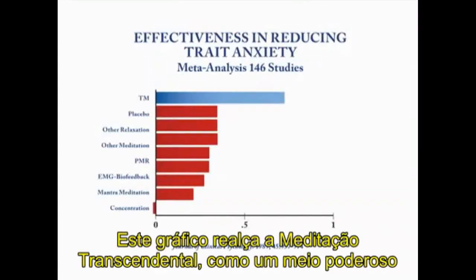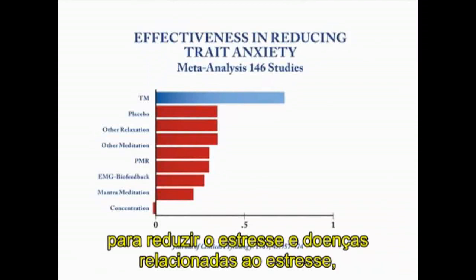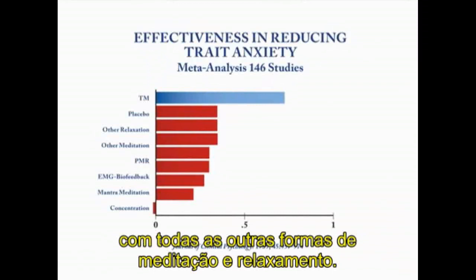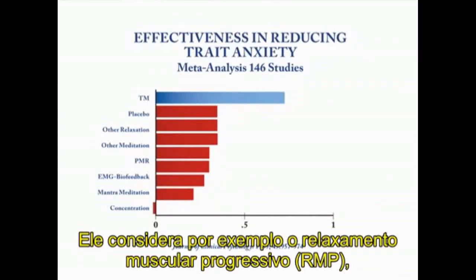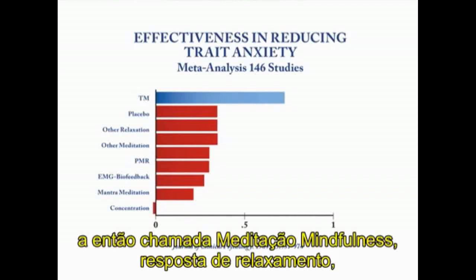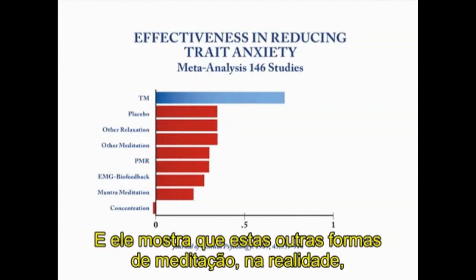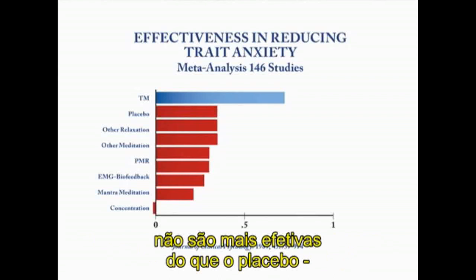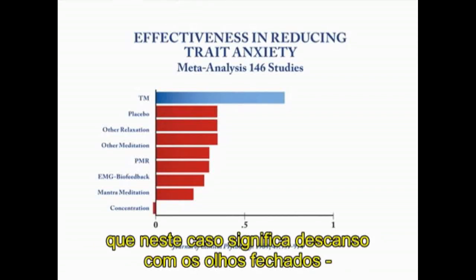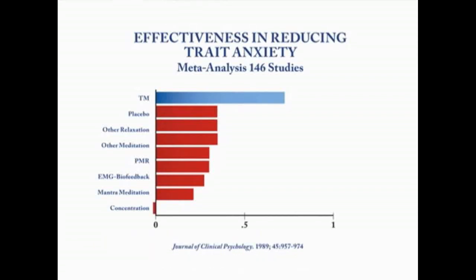This chart contrasts Transcendental Meditation as a powerful means to reduce stress and stress-related disease to every other form of meditation and relaxation. It considers, for example, progressive muscle relaxation, so-called mindfulness meditation, the so-called relaxation response, biofeedback, concentration, etc. And it shows that these other forms of meditation actually are no more effective than placebo, which in this case just means eyes closed rest, at reducing stress.